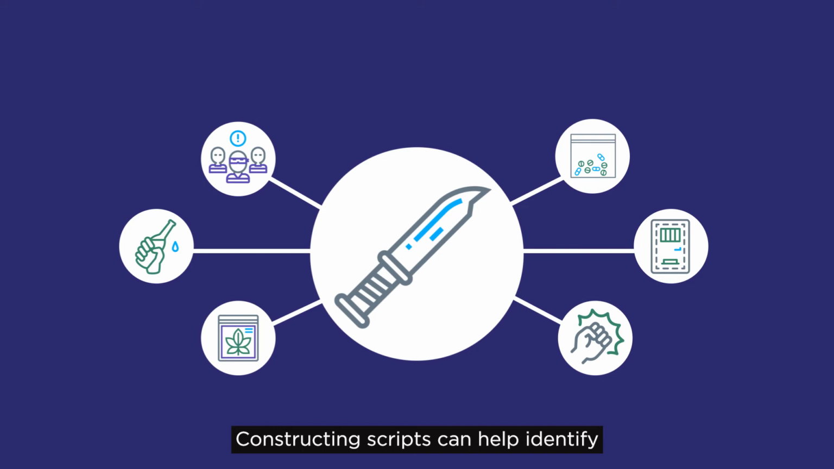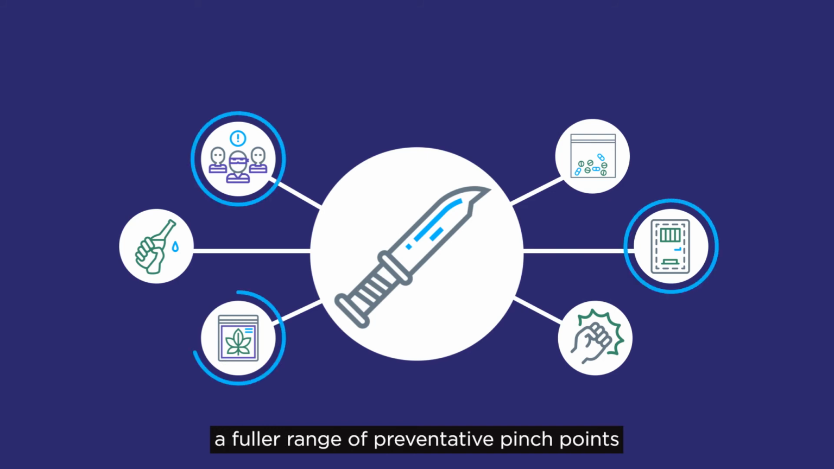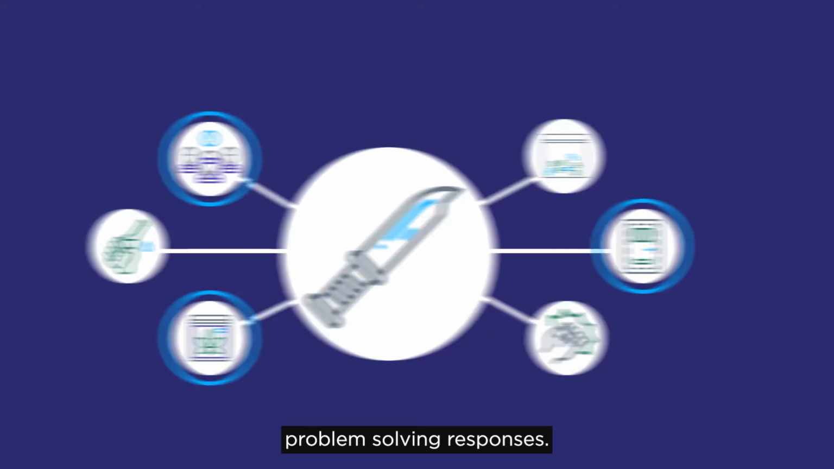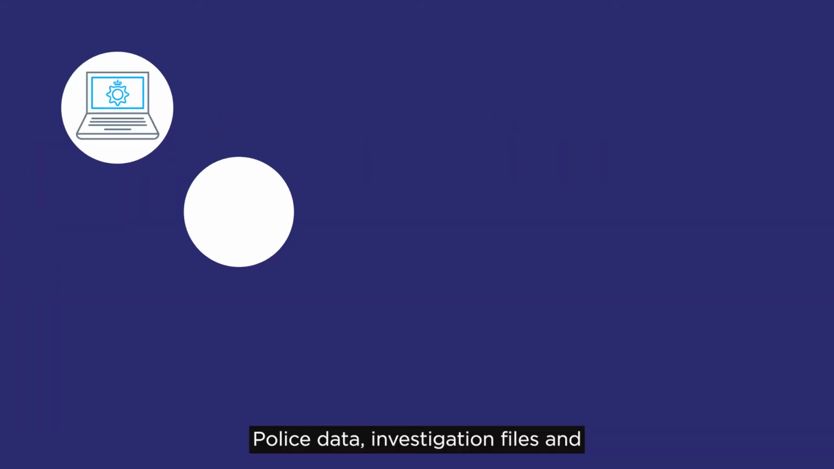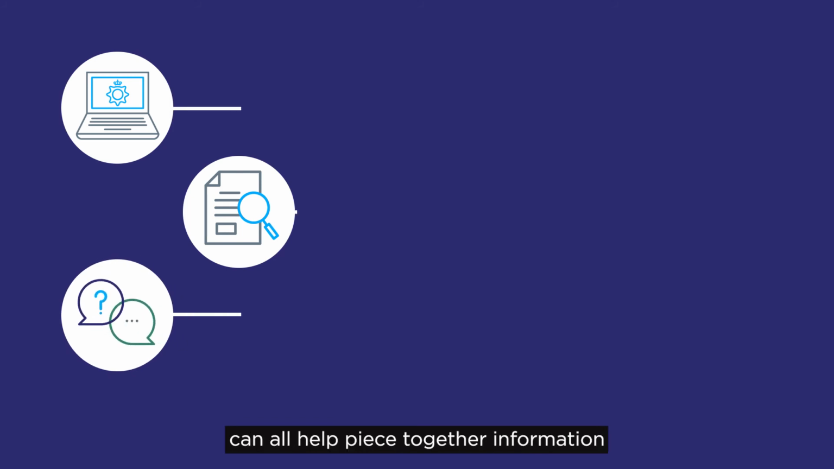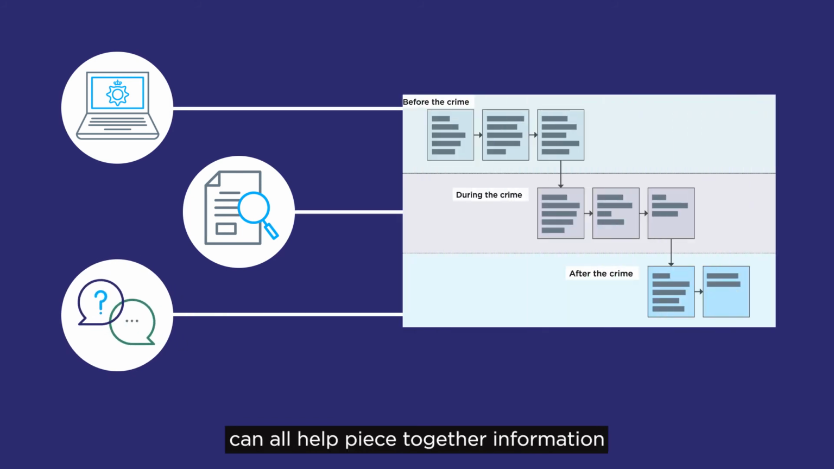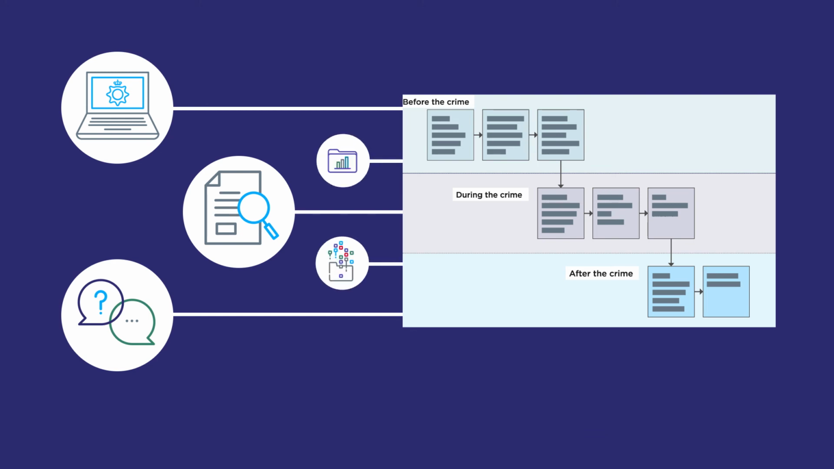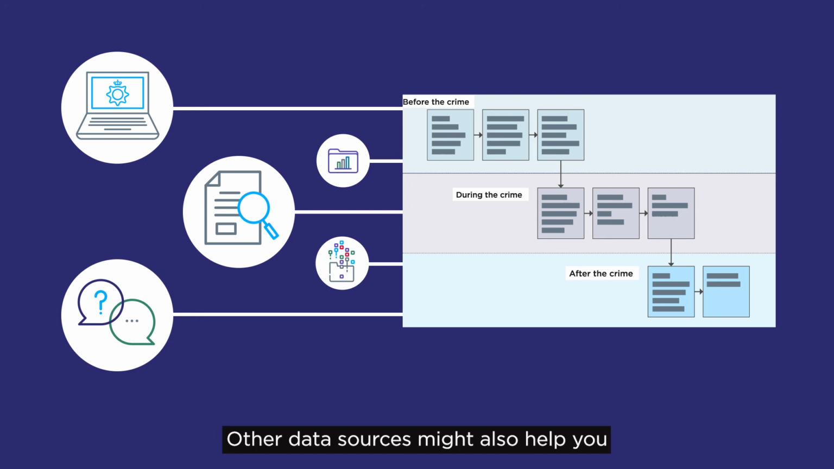Constructing scripts can help identify a fuller range of preventative pinch points at which you might direct your problem solving responses. Police data, investigation files, and interviews with offenders and victims can all help piece together information to create a script that reflects your local circumstances. Other data sources might also help you to analyse the crime commission process.